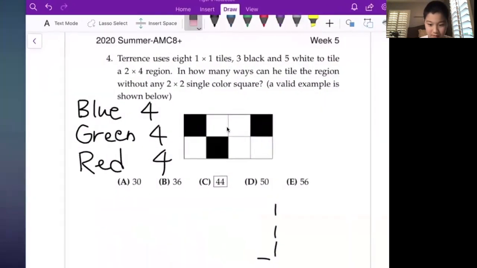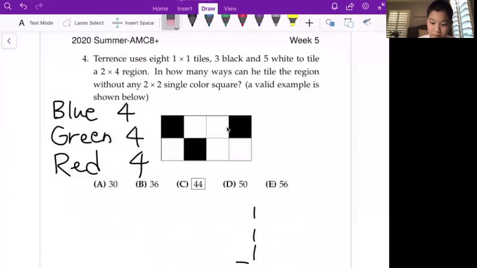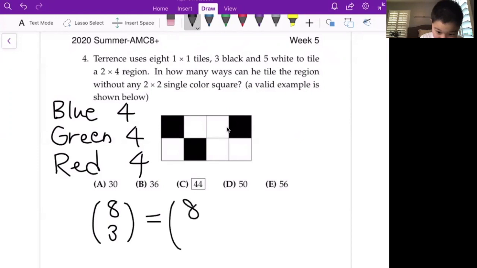So we're left with the total number of ways to put 3 blacks and 5 whites on a 2 times 4 region. Well, there's 8 squares. 8 choose 3 or 5. It doesn't matter. 3 or 5. Yeah, that's the interesting thing. 8 choose 3 equals 8 choose 5.